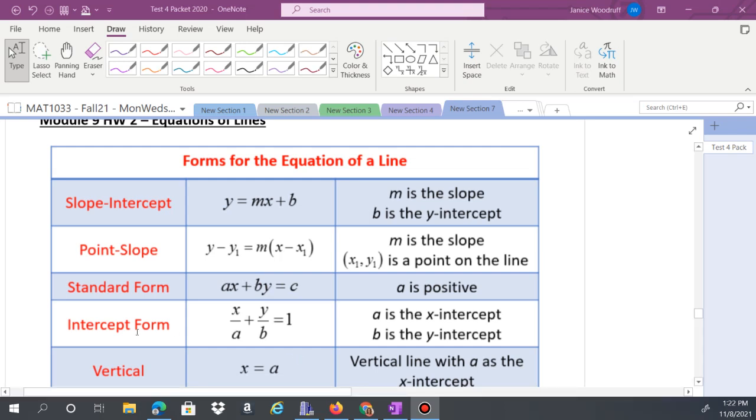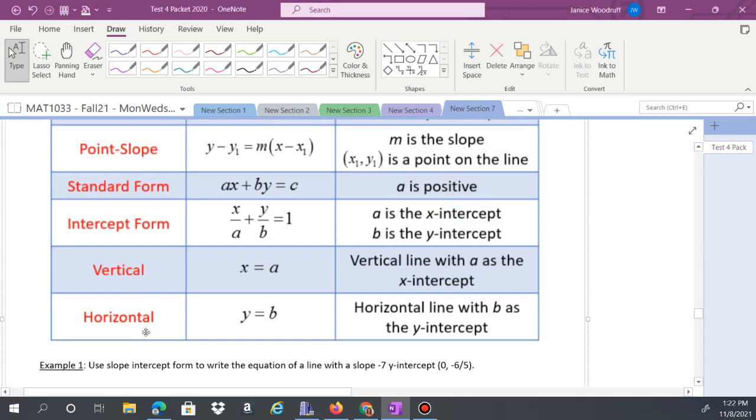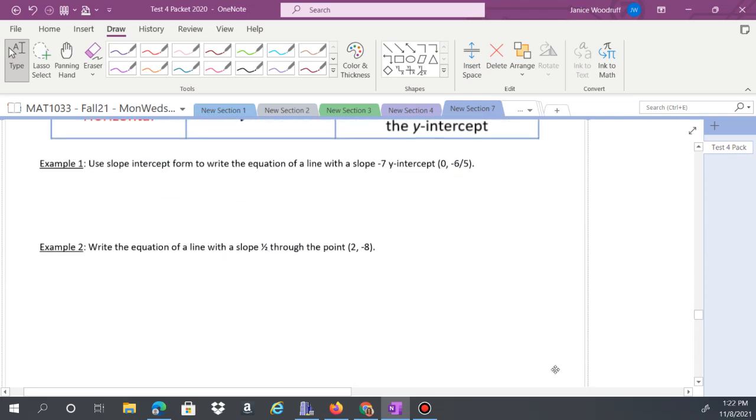Intercept form, we're not going to see that as much here. Vertical and horizontal, we looked at those in the last section as well. So x equals a number for vertical, and y equals a number for horizontal. All right, so let's look at some examples.